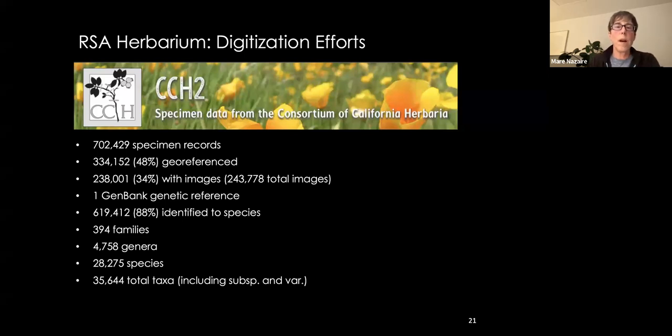If you were to go onto the Consortium of California Herbaria portal, the CCH2, and look at our statistics, which are updating pretty much daily, you would see that we have over 702,000 specimen records, and about 48% of those are georeferenced, and about a third of those specimen records have images with them.